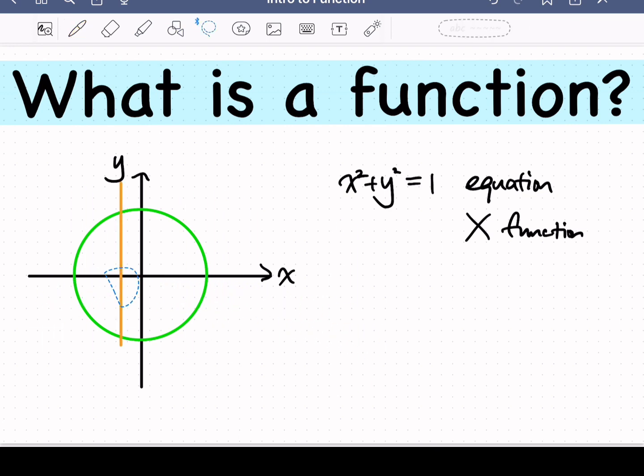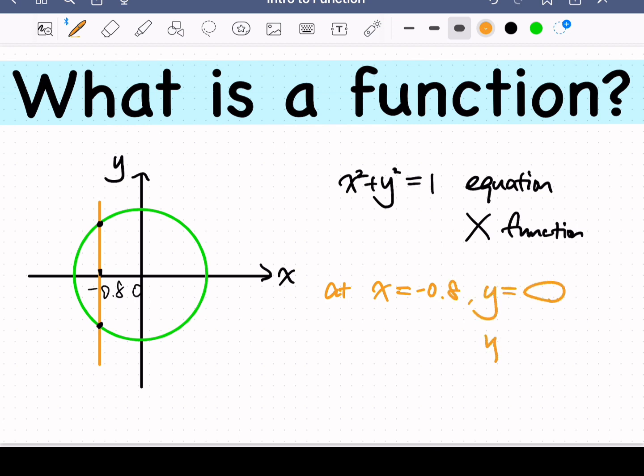So here is a vertical line, and here is a vertical line. When I move it across the graph, once it's attached to the leftmost side, there is only one intersection. But once I pass that point, you observe two intersections between this vertical line and the unit circle graph. This means that for one single x value, there are two corresponding y values. So let's say for x equal to negative 0.8, y can be either one value or it can be another value. There are two possible outputs.